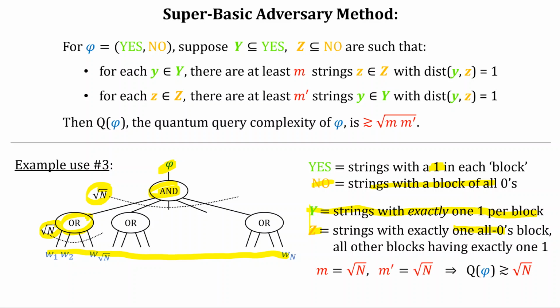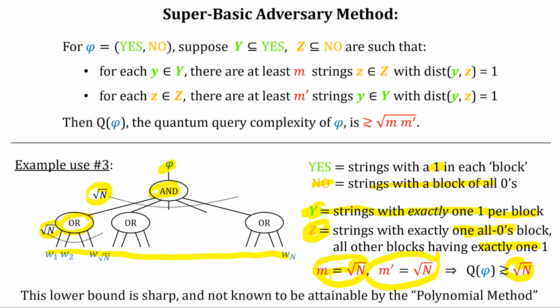Okay, and again, you compute your m and your m prime. So your m, you look at all the strings in Y. There's exactly one 1 per block. For each block, you can turn off a 1 to a 0 and get a string in Z. So that means m is root n because there are root n blocks. And conversely, if you take any string in Z, it's got an all zeros block, which is unsatisfied, but all the other blocks have exactly one 1, so they are satisfied. So you can flip each coordinate from a 0 to 1 in the all zeros block, and you'll get into Y. So again, that means you can take m prime to be root n. So the square root of m m prime is just, again, square root n. So this shows a lower bound of square root n for this problem.